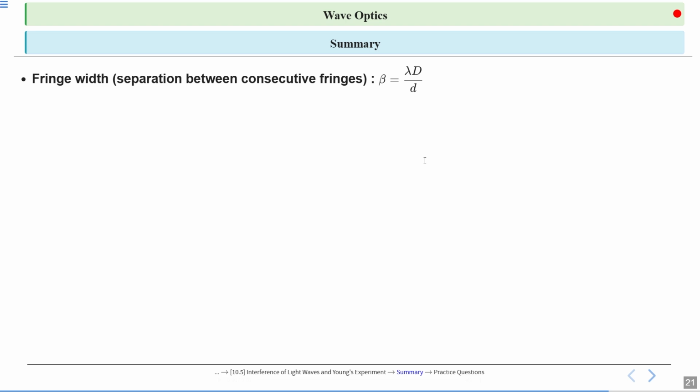Continuing with the summarized points, fringe width refers to the separation between consecutive fringes in an interference pattern. The formula for the fringe width is beta equal to lambda capital D upon small d, where lambda is the wavelength of light, capital D is the distance from the slits to the screen, and d is the distance between the slits. All interference fringes have equal width regardless of their order. This means that the spacing between each bright or dark fringe remains consistent across the pattern. This uniformity is a key characteristic of the interference pattern.